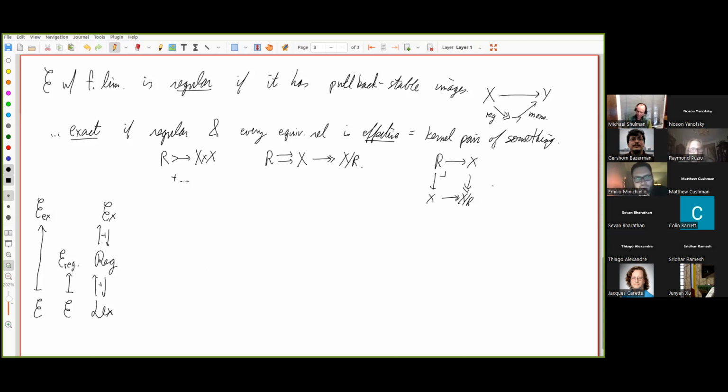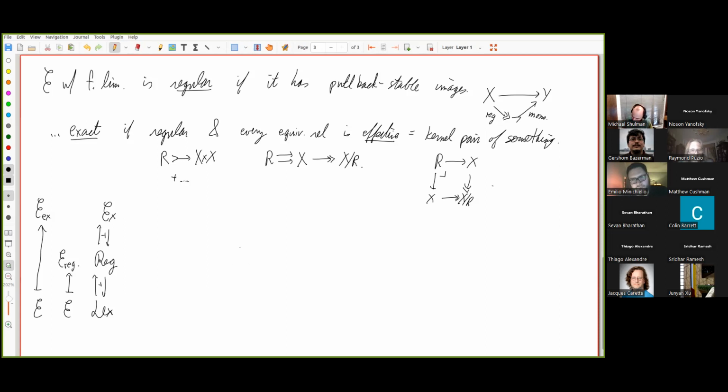So yeah. Can I ask this? Yes. Isn't it that, take a category C, then Set to the C op is complete or cocomplete, and isn't that the Yoneda lemma? So is this more complete or less complete? This is less complete.